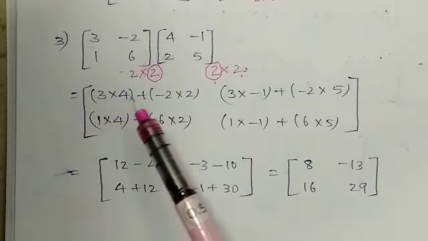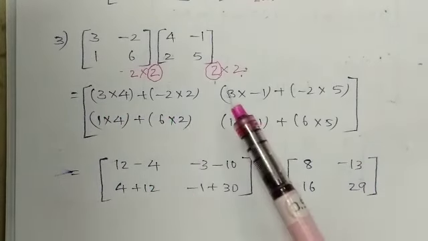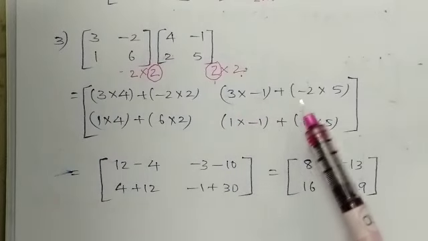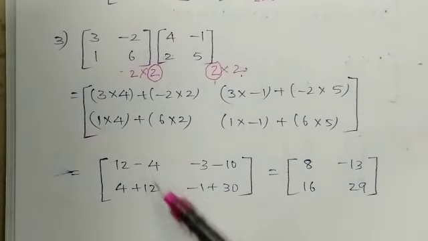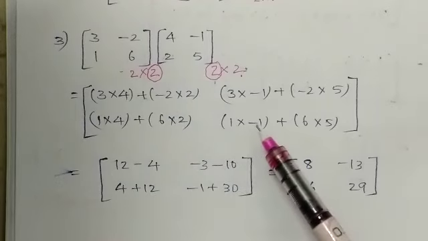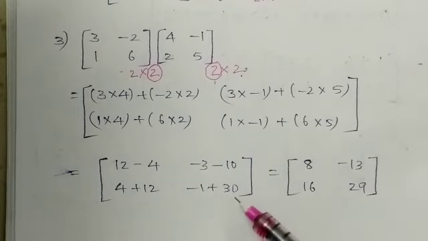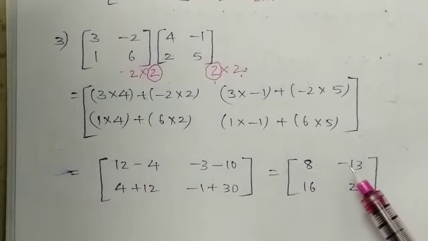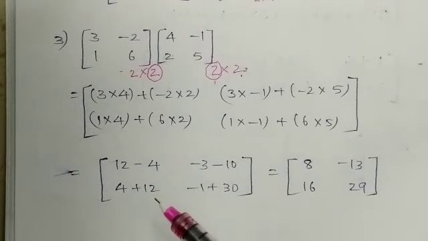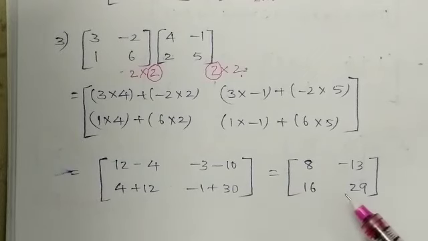Simplification. 3 into 4, 12 plus minus 2 into 2, minus 4, minus 3, minus 10. 1 into 4, 4 plus 6 into 2, 12. 1 into minus 1, minus 1 plus 6 into 5, 30. 12 minus 4 is 8. Minus 3 minus 10, minus 13. 4 plus 12, 16. Minus 1 plus 30, 29.